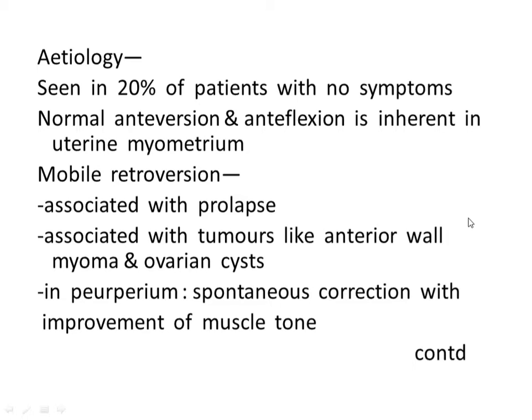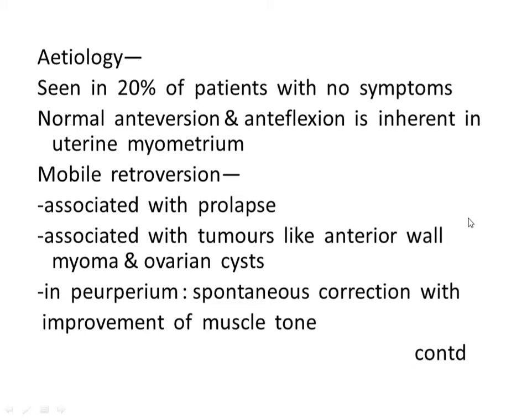See a myoma, you know what is a myoma? It is a tumor from the muscle tissue of the uterus, and if this is present in the anterior wall of the uterus, what happens is the uterus becomes heavier and this large fibroid in the anterior wall pushes the body of the uterus backwards because of its weight. So when it goes backwards, the uterus becomes retroverted.